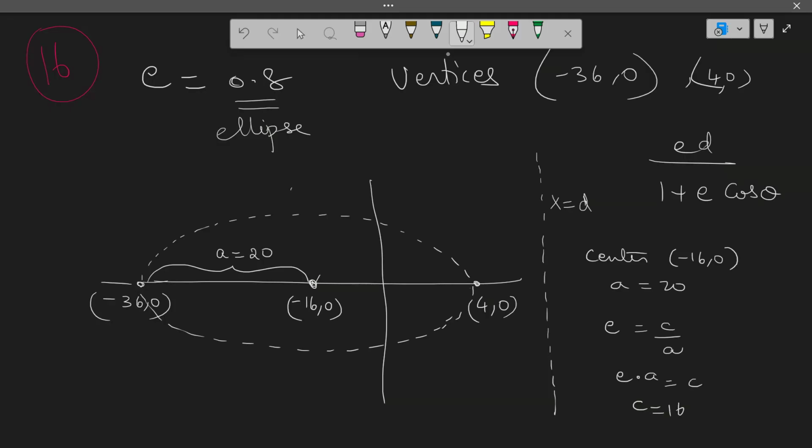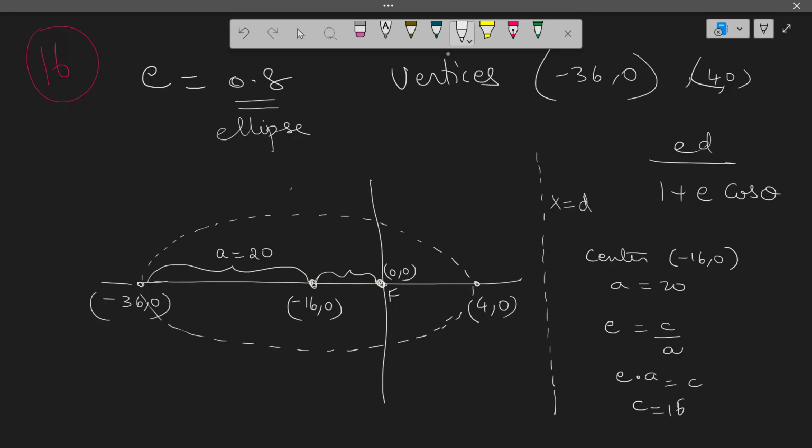That means it's 16 units away from here. So that means the focus has to be at the center. Normally it's at the center. I think there is a theorem associated with it, but I'm not sure. So the focus is at center. Very well. So that's your point.